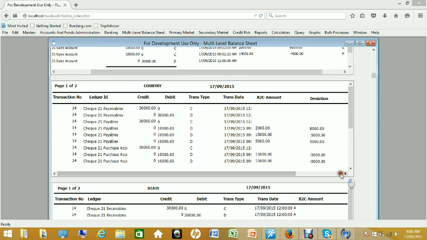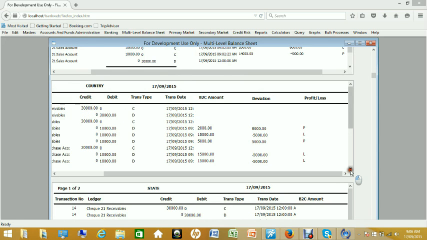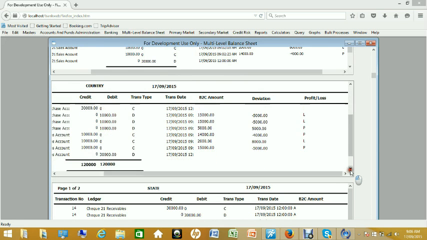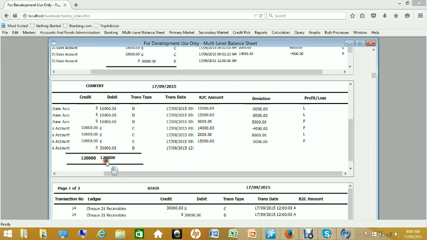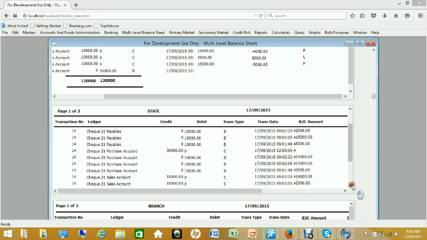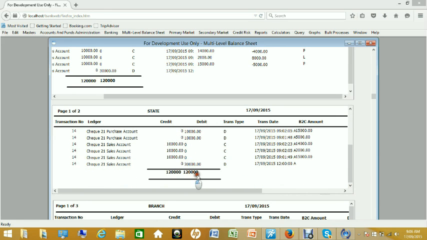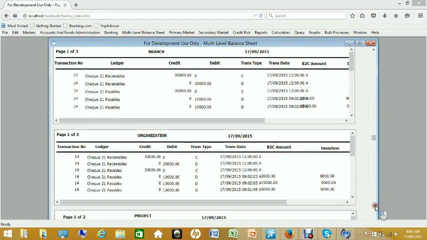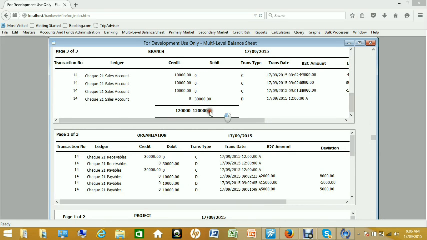Here you see deviations are being generated for all the levels. Now it's for country. So here the balance sheet is telling for country with all the deviations. Then it is for state as well. Even for state we see this. The balance sheet is telling and all the deviations out here. For branch as well, we see the balance sheet tallying and the deviations as well out here.